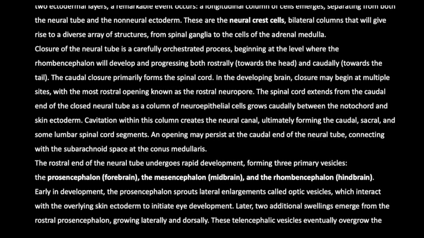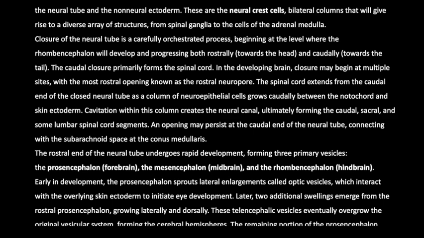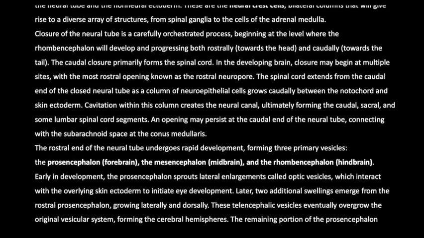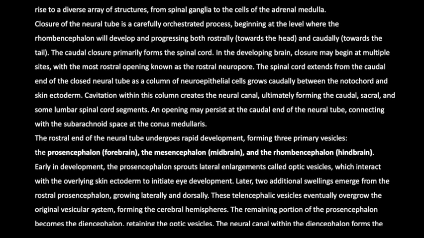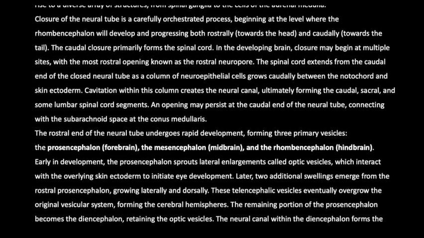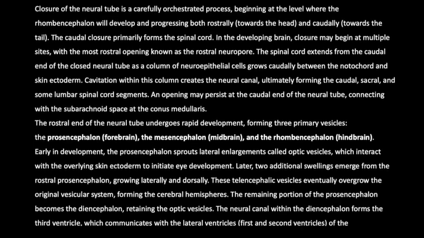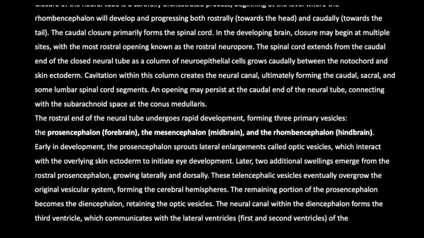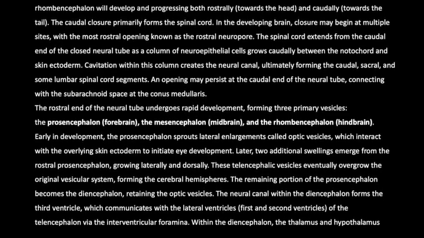The spinal cord extends from the caudal end of the closed neural tube as a column of neuroepithelial cells grows caudally between the notochord and skin ectoderm. Cavitation within this column creates the neural canal, ultimately forming the caudal, sacral, and some lumbar spinal cord segments. An opening may persist at the caudal end of the neural tube, connecting with the subarachnoid space at the conus medullaris.